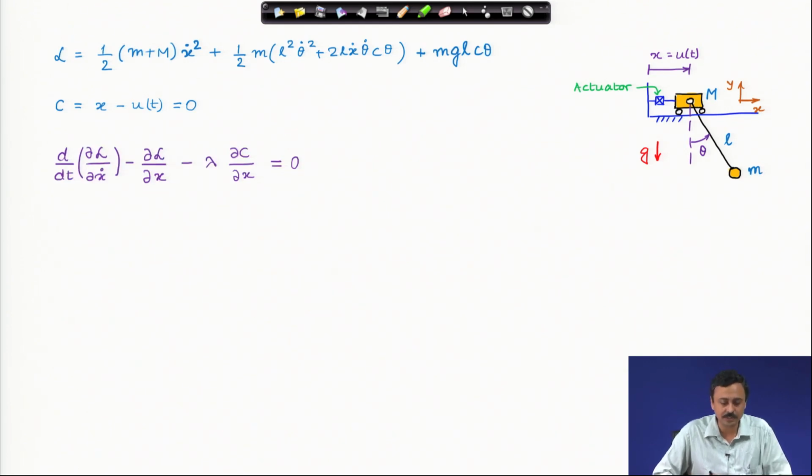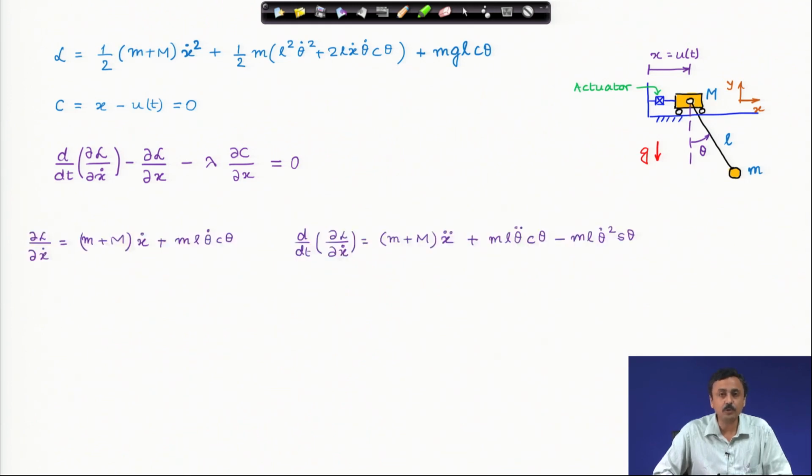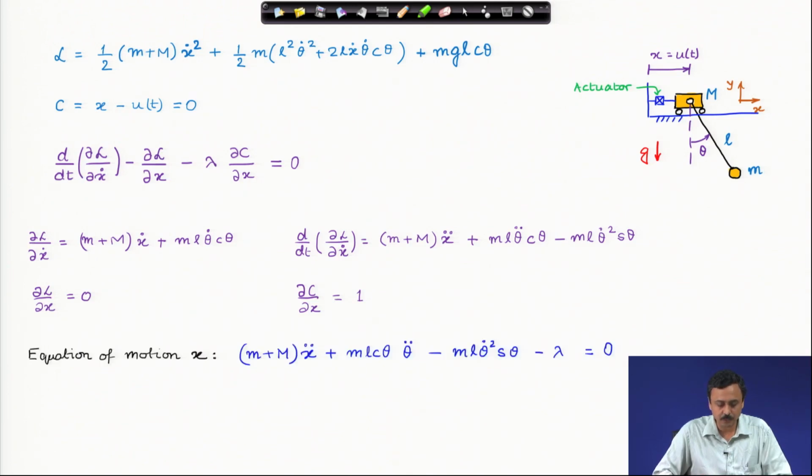The x coordinate first, this is the equation corresponding to the x coordinate. We find out all the terms, del L del x dot, d/dt of del L del x dot, which we have done before actually. Del L del x is 0, and now the constraint, del c del x. You have the constraint in front of you, del c del x is 1. And therefore, our equation of motion for the x coordinate is written here now. These are steps I leave to you.